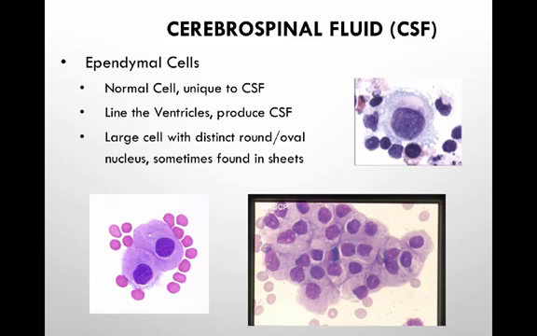Ependymal cells are one of the larger cells that you may find in cerebrospinal fluid and are identified by their distinct round oval nucleus and the large amount of cytoplasm. Sometimes, when you do find them, they're seen in sheets of cells, as we see down here on the bottom image. This one is a textbook ependymal cell, with a nice round nucleus and lots of cytoplasm.